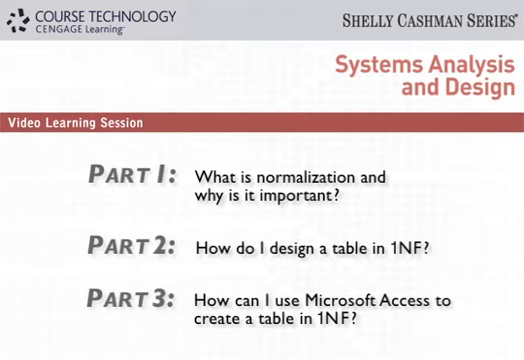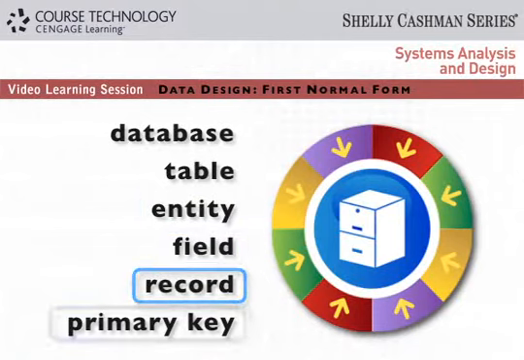Normalization is a step-by-step design process that improves data quality and avoids redundancy. To understand normalization, let's review some terms, including database, table, entity, field, record, and primary key.